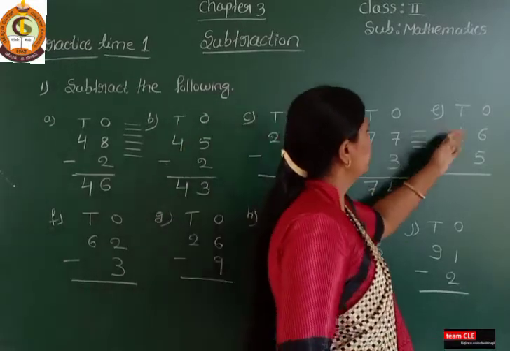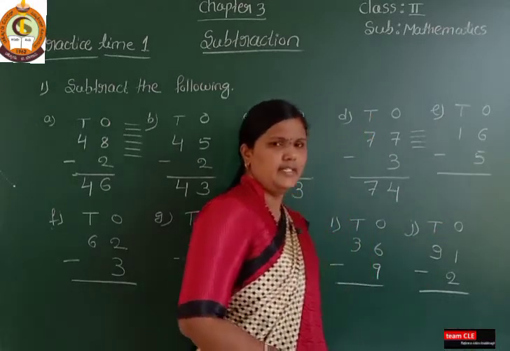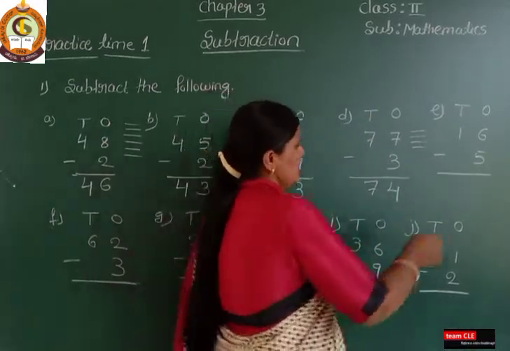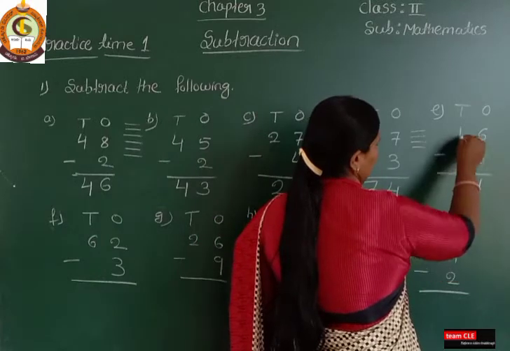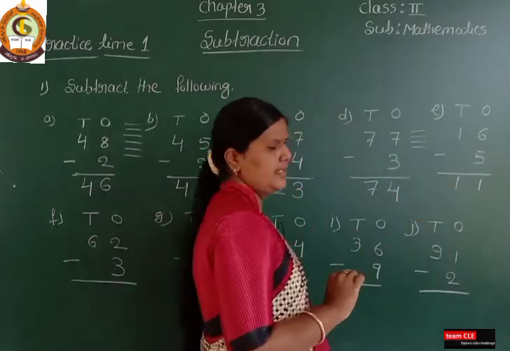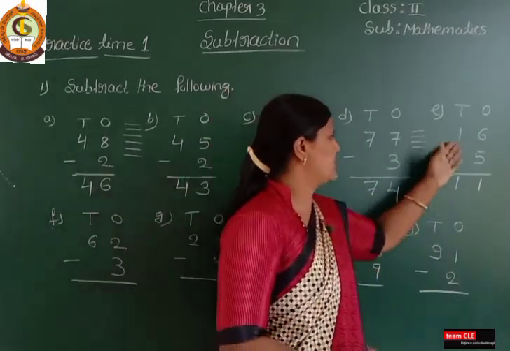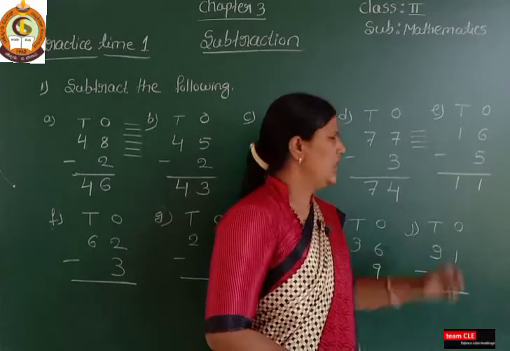Next, E. 16 minus 5. 6 minus 5 is 1 and the 1 you have to write here as it is. This answer is how much? 11. 16 minus 5 is equal to 11.